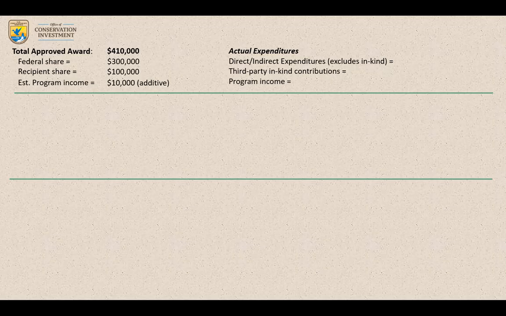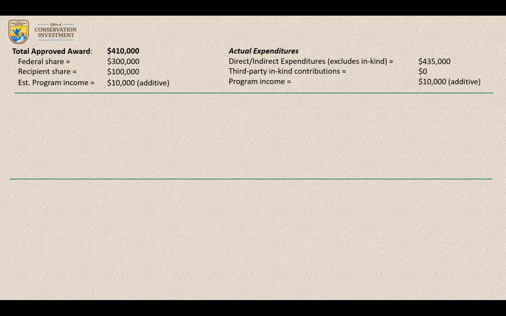Upon completion of the project, the recipient has charged a total of $435,000 in direct and indirect project-related costs to the award. There were no third-party in-kind contributions applied to the award. Additionally, $10,000 in program income was earned during the award period of performance.